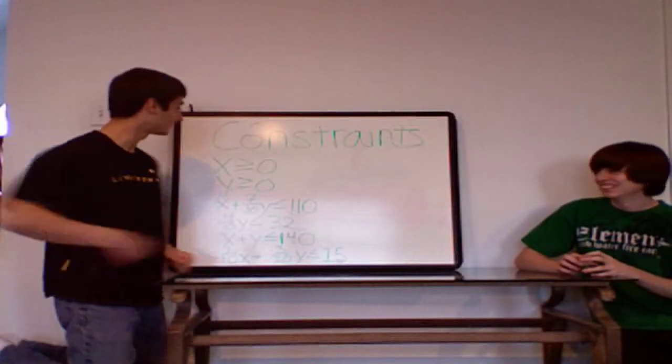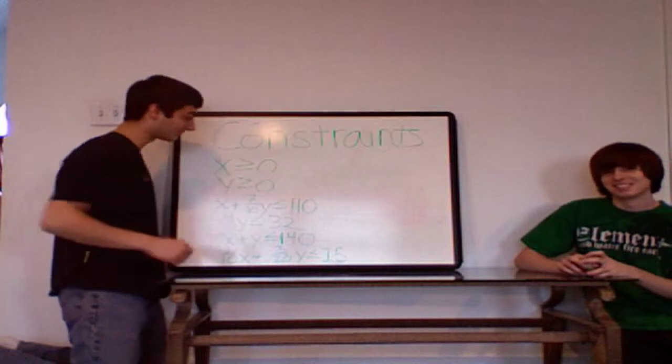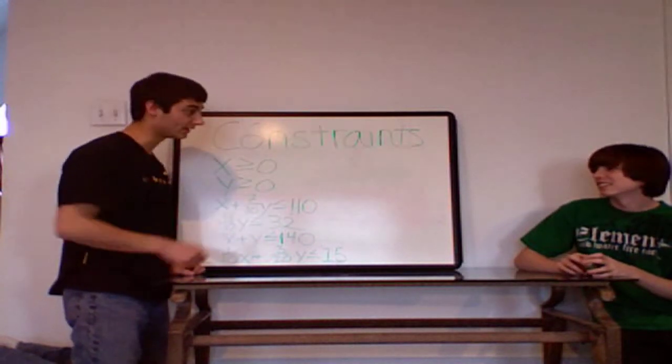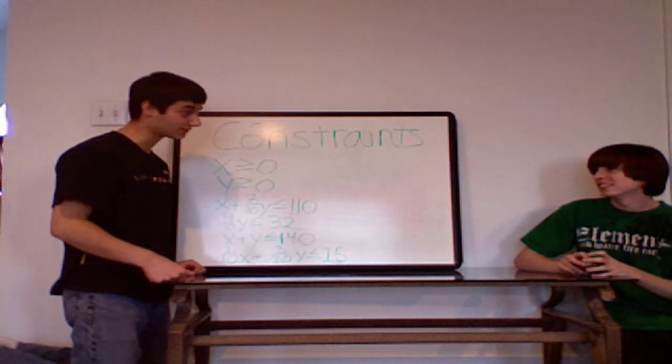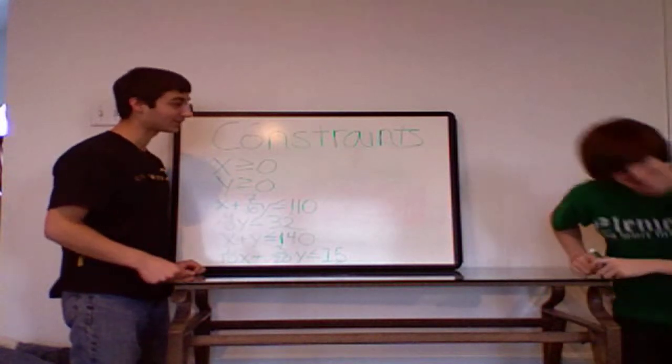The last constraint is preparation time. They have a total of 15 hours for preparation time. It takes 0.1 hours for a dozen plain cookies, and 0.15 hours of preparation time for cookies with icing. That's 0.1x plus 0.15y is less than or equal to 15. Alright, let's begin. So now that we have our constraints, we're going to solve for y. And then after that, we're going to graph our constraints. Jordan, why don't you demonstrate solving for y?